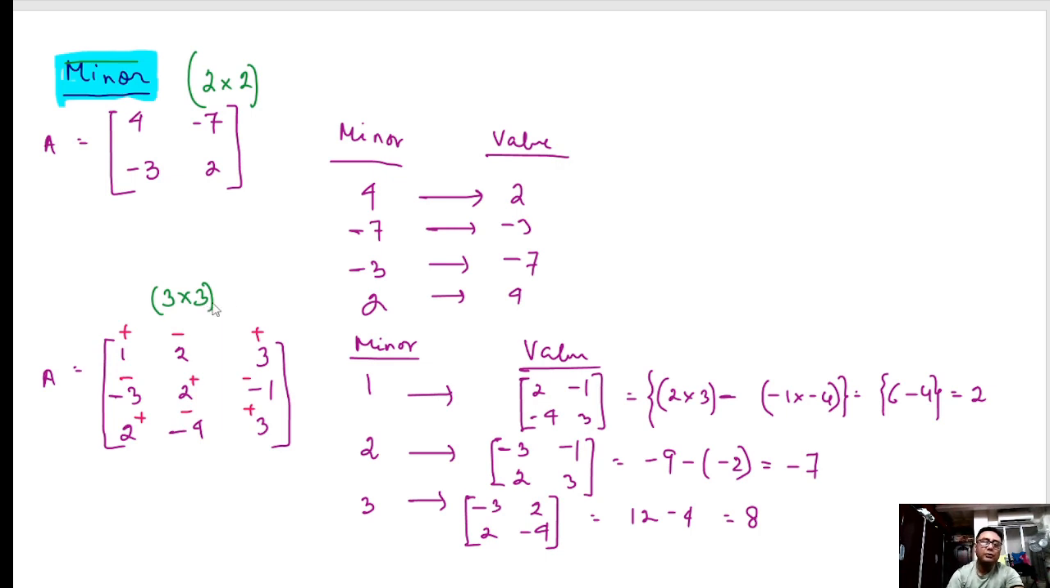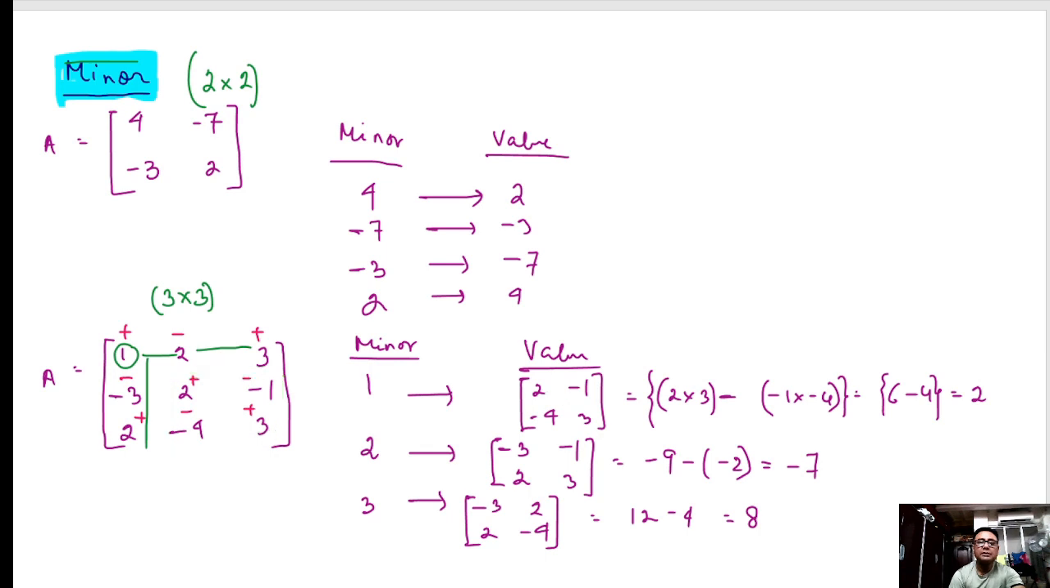So first of all, when I choose 1, then as I told, I cannot choose its row or column. So this is my left over part. This is the minor of 1, which is how much? 6, and multiply these two, which is 4. So 6 minus 4, which is 2. This is how we find the minor.